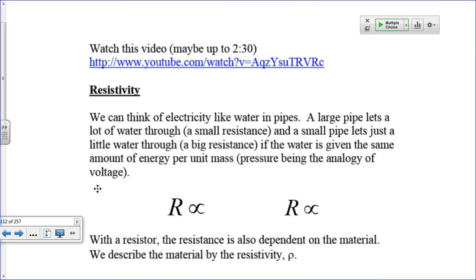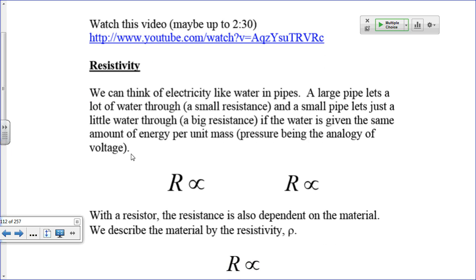Okay, we watched the magazine video about resistors. Is that right? Yeah, okay, that's this one right here.